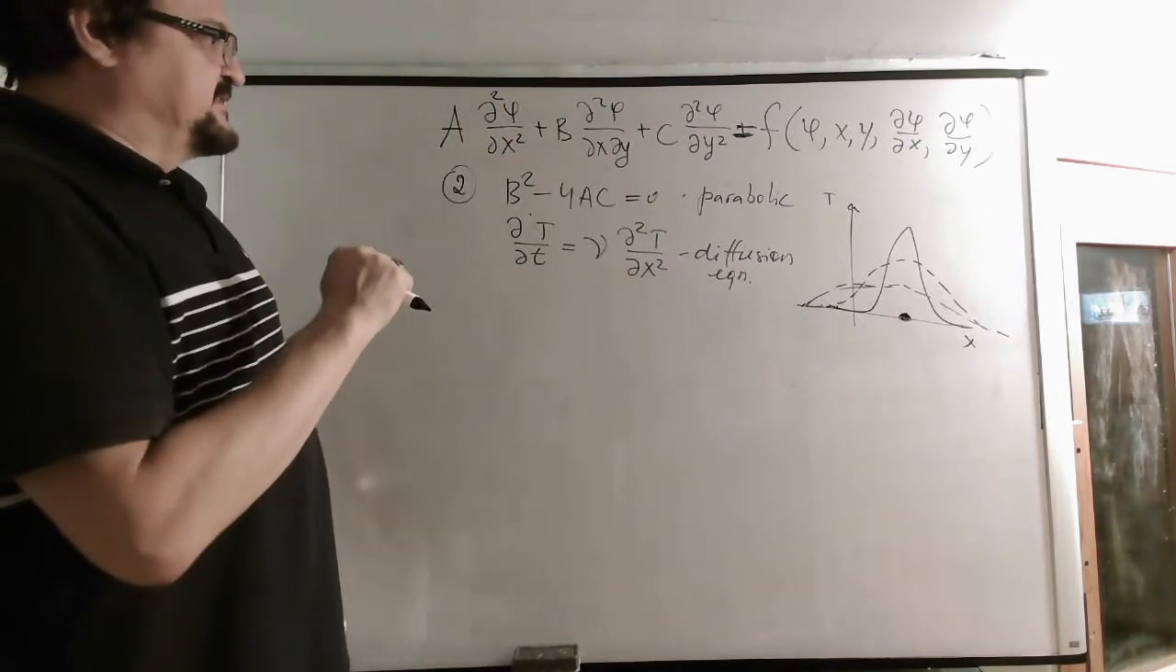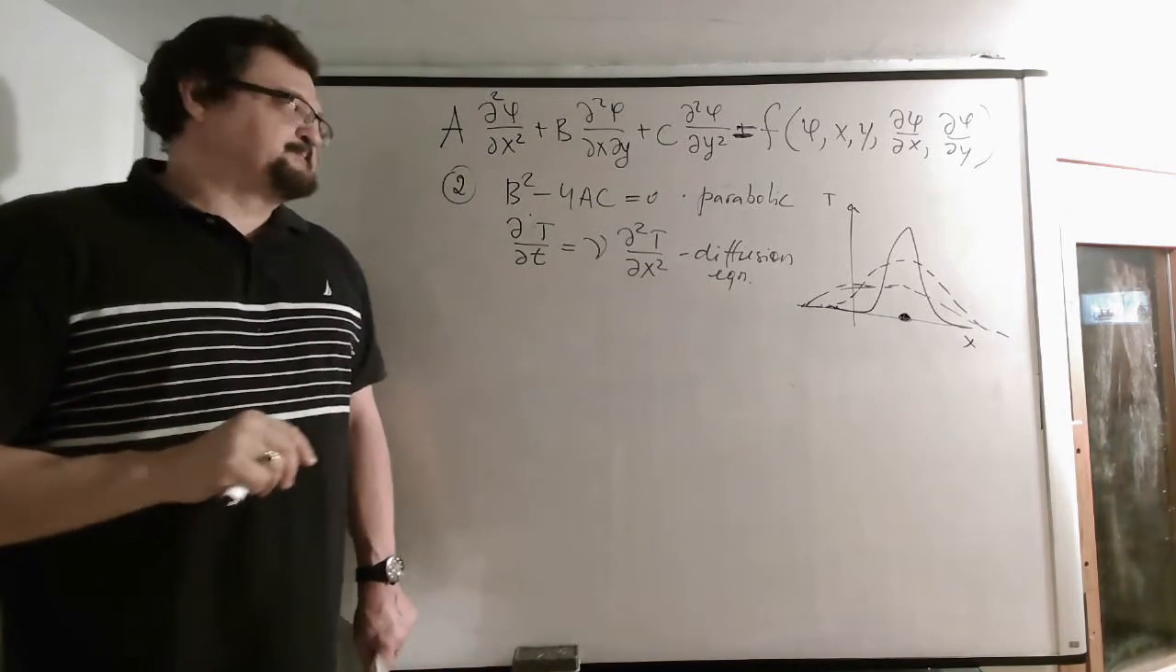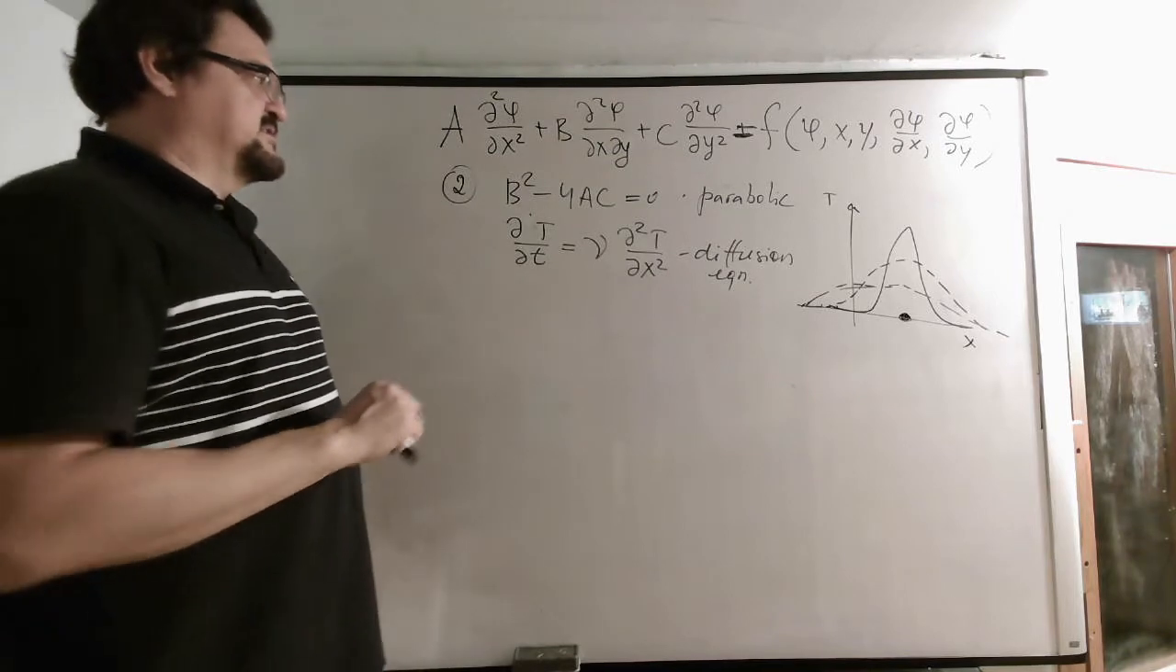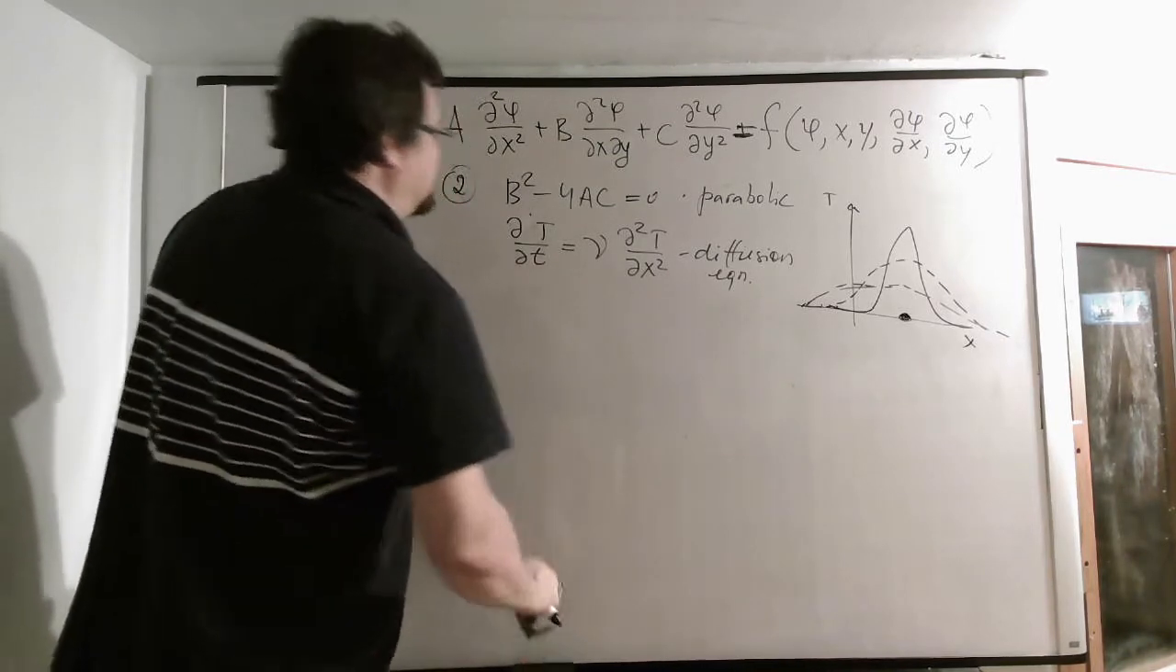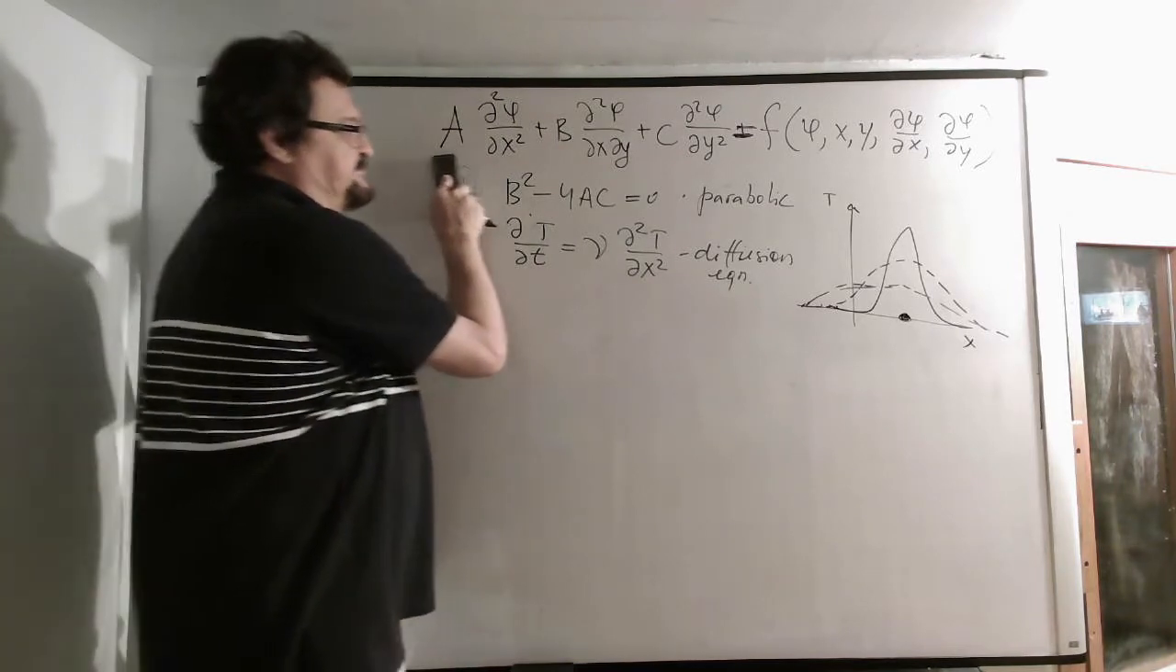Okay, so this is the diffusion equation. It's parabolic, and it requires a different set of numerical methods to deal with this problem, and it has different stability criteria and so on. We're going to talk about that later.